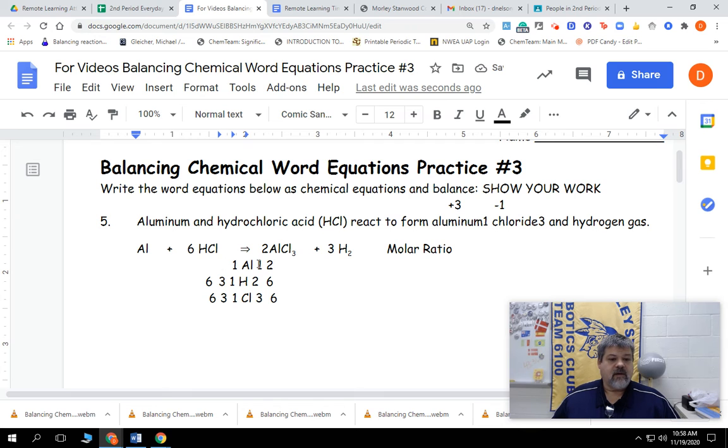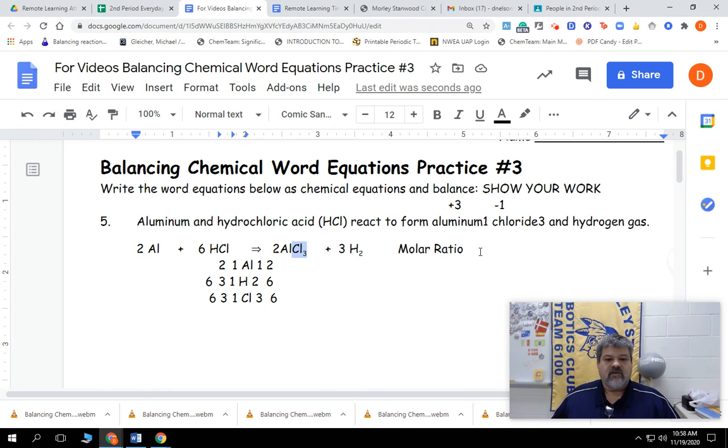And so now I have to come over here and make this a 2. The only way that I'm doing it is if I put a number in front of it, and we'll put a 2 right there. So now I have 2 aluminum on this side, 2 aluminum on this side. I have 6 hydrogen on this side, 6 hydrogen on this side. I have 6 chlorine right here on this side, and I have 2 times 3 for 6 chlorine on this side. And so now we're balanced.